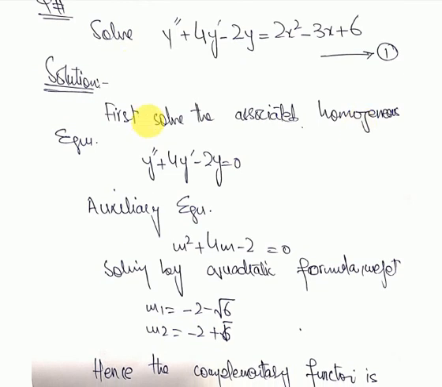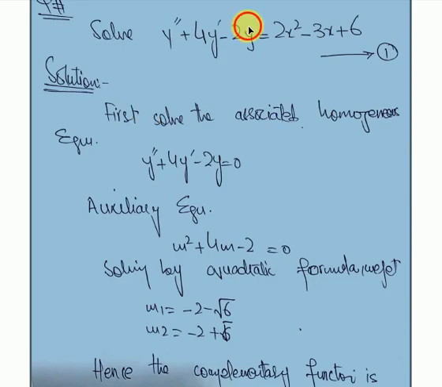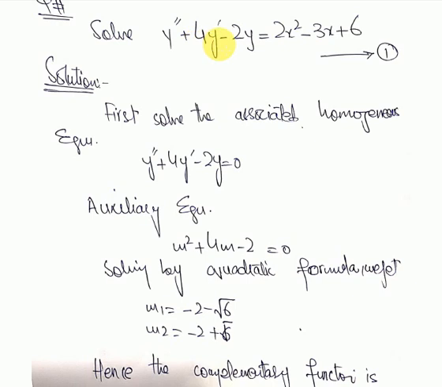So first solve the associated homogeneous equation. If this differential part is equal to 0, we put it equal to 0, then this is the homogeneous equation, which is y double dash plus 4y dash minus 2y is equal to 0. And we know how to write the auxiliary equation of the above equation, that is m square plus 4m minus 2 is equal to 0.